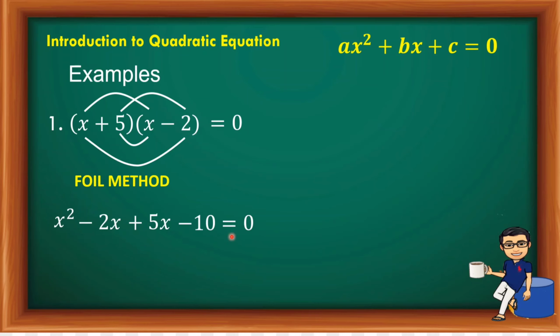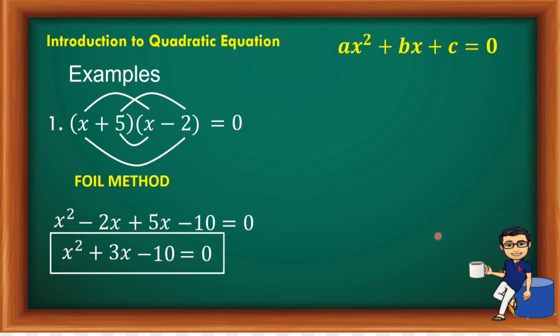So, equate it to 0 or equal to 0. Mapapansin natin na may like terms. Si negative 2x at 5x ay like terms. Kaya pwede natin i-perform ang operation. Copy na lang natin ito. Tapos ito, negative 2x plus 5x, magkaiba ng sign, kaya sign ng mas malaki ang susundin. Kaya, positive 3x. Then, copy na lang natin ito, equal to 0. Kung titignan nyo to, x squared plus 3x minus 10 equals to 0. Naka-form na siya ng quadratic. Ibig sabihin siya ngayon ay quadratic equation na.